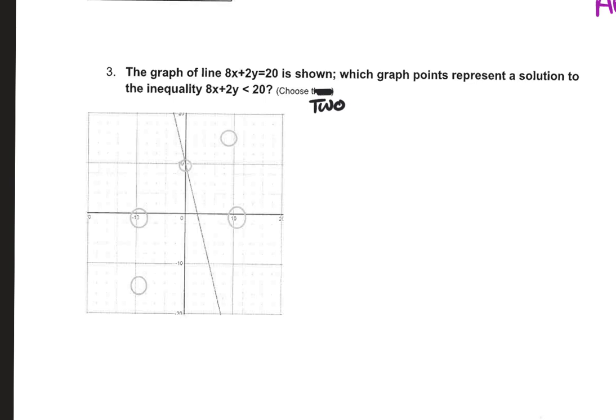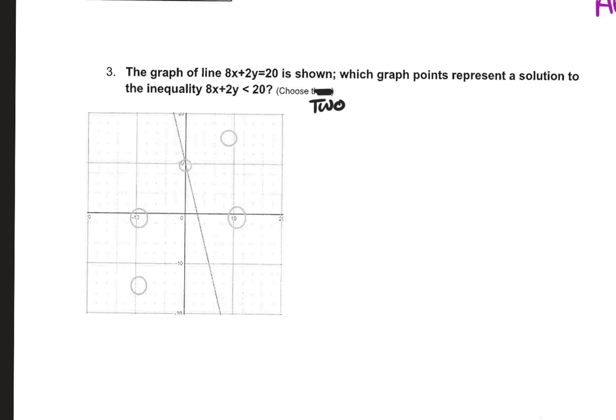Okay, so the graph of the line 8x plus 2y equals 20 is shown. So they graph that line. Which graph represents a solution to the inequality? Again, this is the same as that line, but I don't know what side to shade. So I need to do some math to figure out where I should be shading.